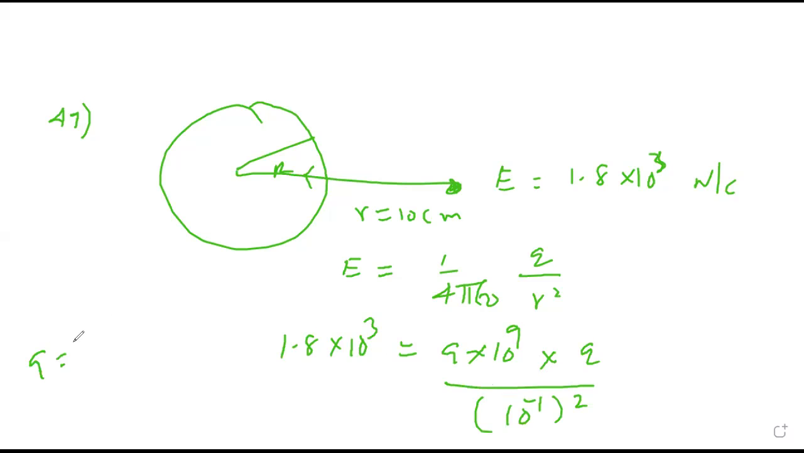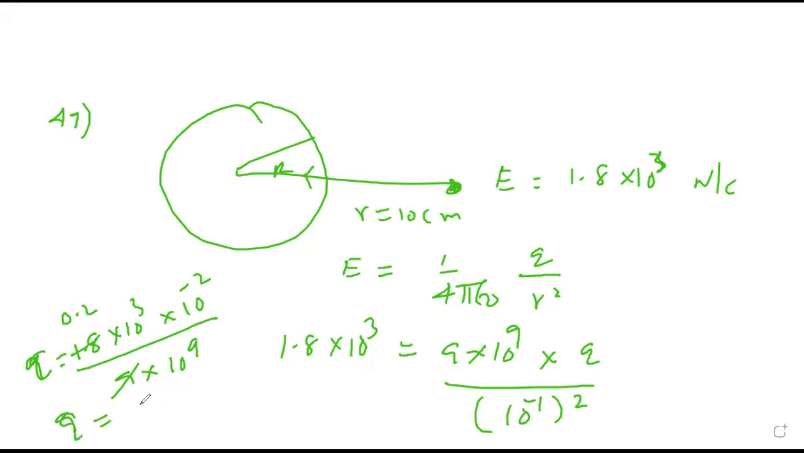So we get Q equals 1.8 into 10 raised to 3 into 10 raised to minus 2 upon 9 into 10 raised to 9. So 0.2, so 2 into 10 raised to minus 2 upon 9. This will get cancelled. 2 into 10 raised to minus 9 coulomb, or 2 nanocoulomb, option B.